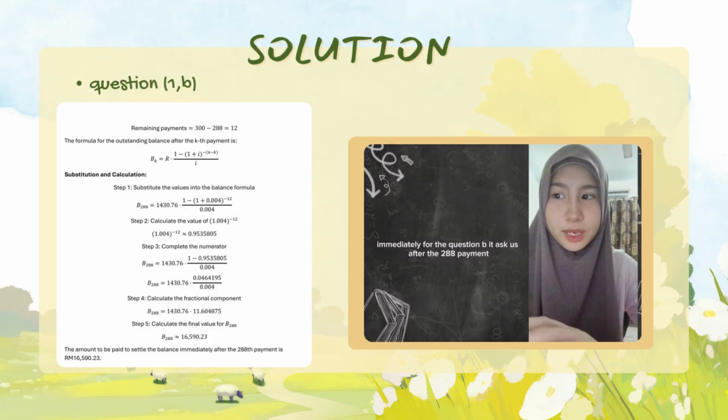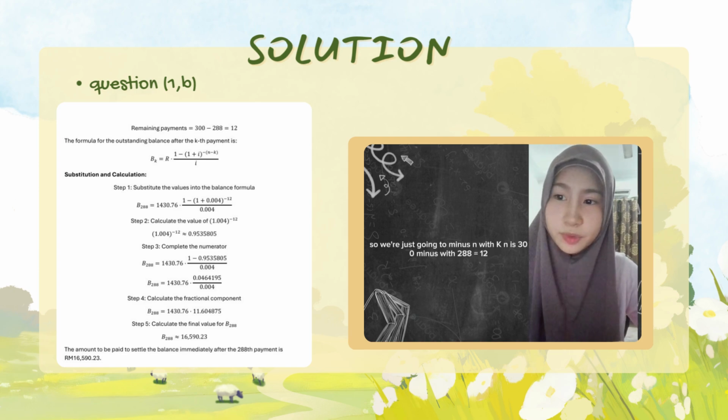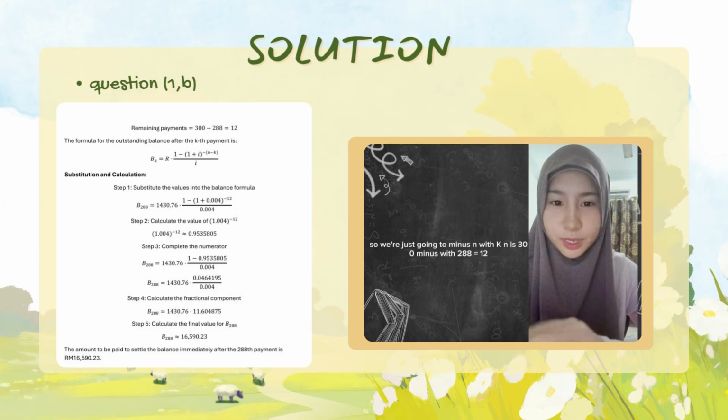Now for question B, it asks us, after the 288th payment, the customer decided to settle the balance of the loan. Find the amount to be paid, which has 5 marks. So as we can see here, the balance, or present value remaining, is going to be labeled B, and the number of remaining payments is going to be N minus K. N is 300 minus 288 equals 12. So the number of remaining payments is 12.